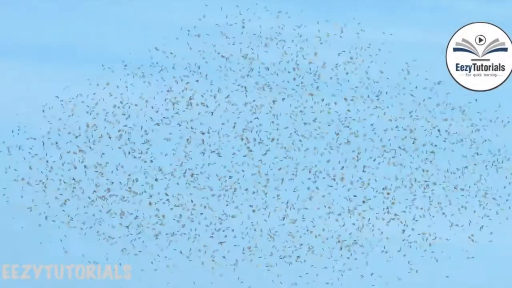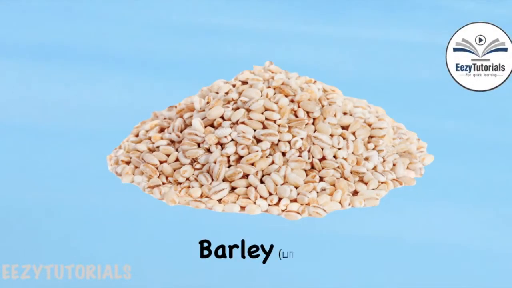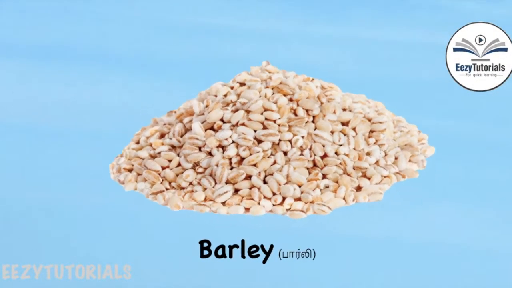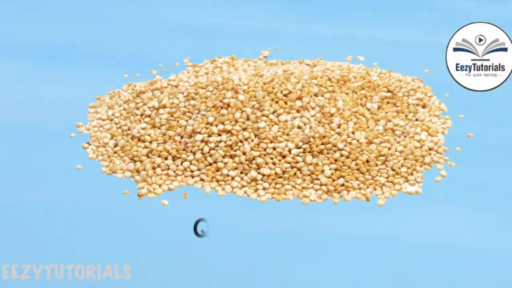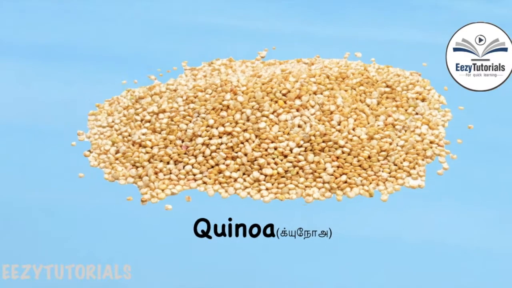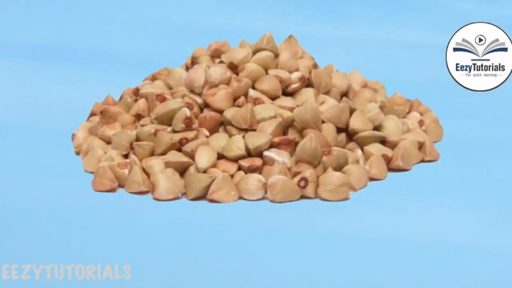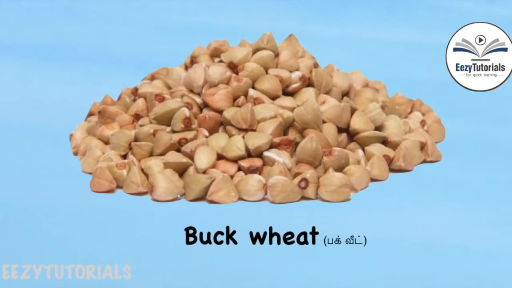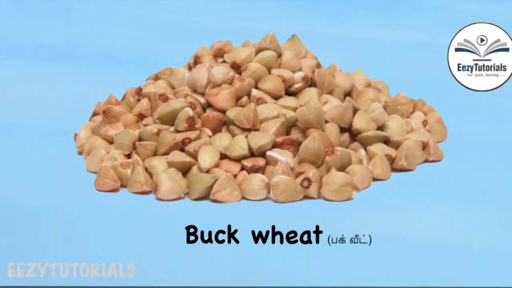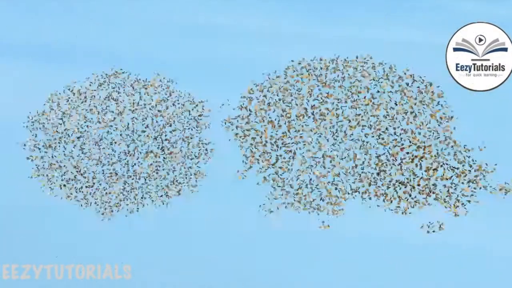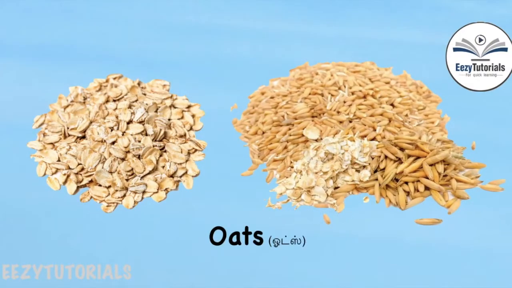These grains when cooked become very large. What is this? Barley. Find this: quinoa. This is buckwheat. And these grains are oats.